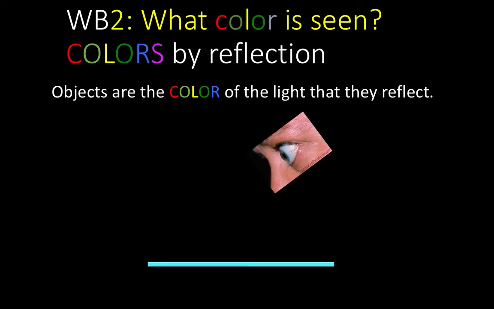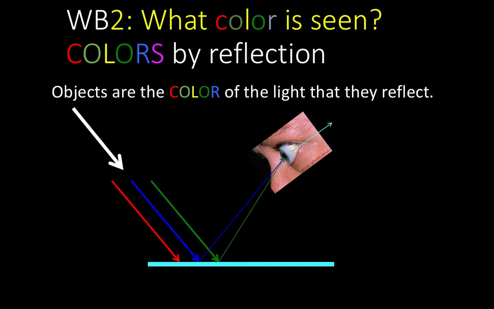This time there's a cyan bar. If white light is available, that means red, blue, and green light are available. This cyan object would absorb red and reflect blue and green. When your brain gets a signal that blue and green light frequencies are available, it creates cyan.